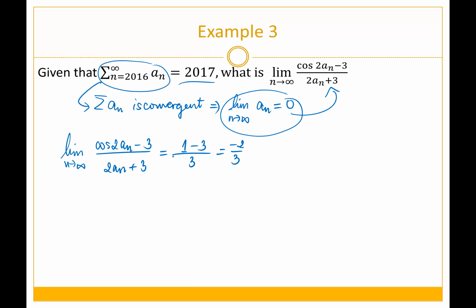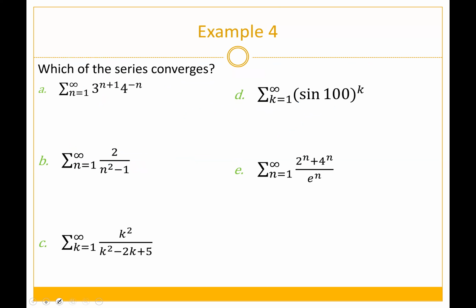It's going to be negative 2 over 3. So is it clear how I get this? I just tried to show you one of the ways you might be asked to use the theorem that we have: if a series is convergent, then the limit of n approaching infinity of the nth term in the sequence is 0. So if we don't have any questions here, I'll go to section 11.3. Oh, we still have one more.